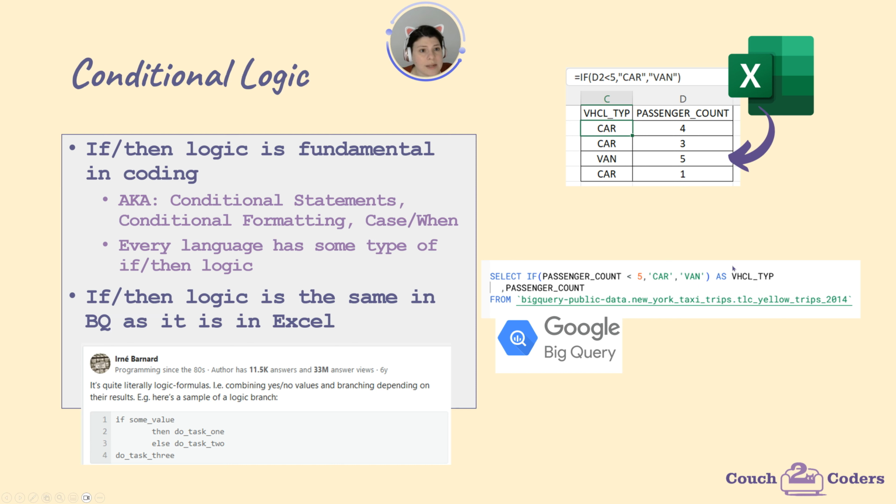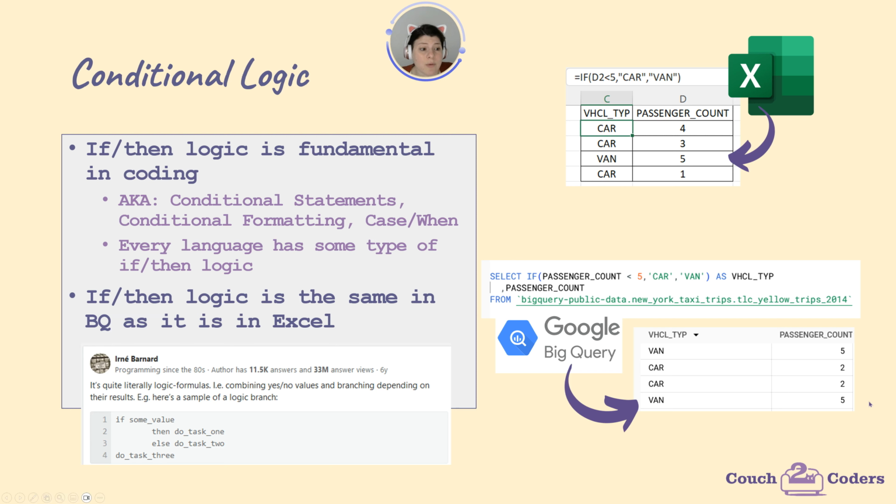One thing that I will note is that this car and van, you see they have the double quotations in Excel. In BigQuery, you can do single quotations or double quotations. A rule of thumb is if you just always stick to double quotations, if you're flipping between Excel and BigQuery, then you never have any issues.